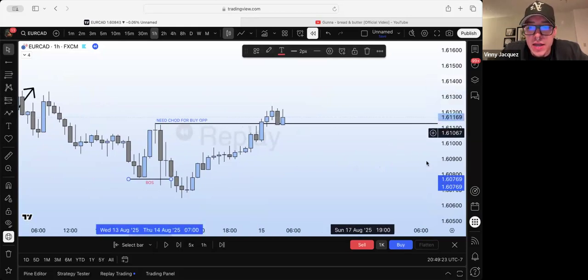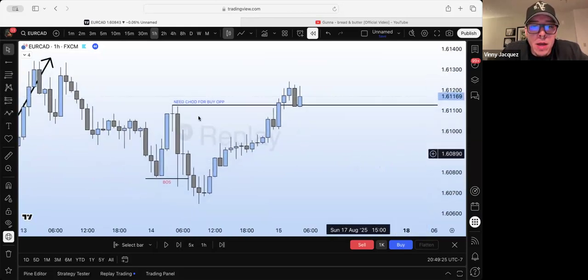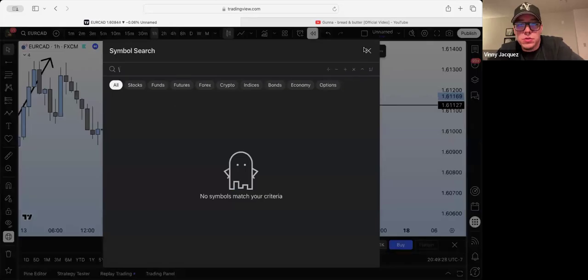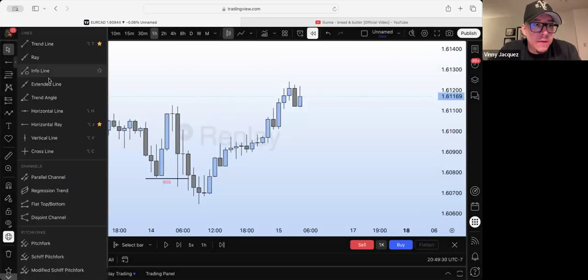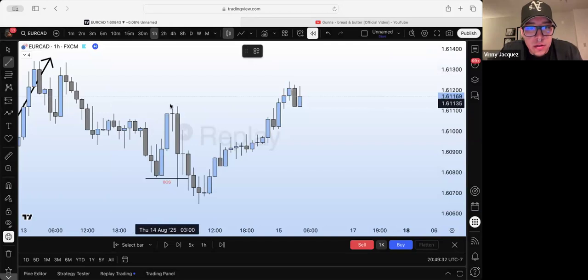Where's my breakout rally, guys? My breakout rally to my change of direction. If you guys can annotate, you can totally annotate.